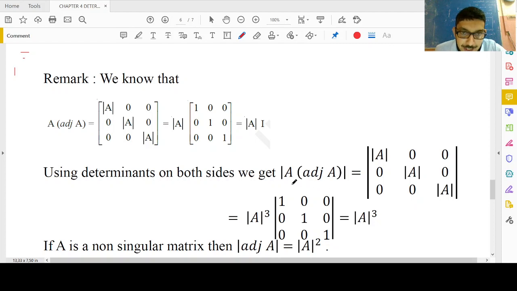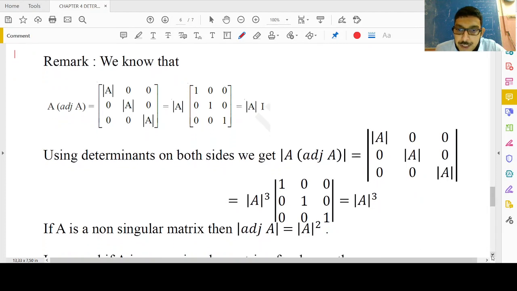Now the left hand side, determinant of A into adjoint of A, can be written as determinant of A into determinant of adjoint of A, because determinant of AB equals determinant of A into determinant of B. So that means determinant of A into determinant of adjoint of A equals determinant of A cube. Suppose A is a non-singular matrix, we can divide both sides by determinant of A.